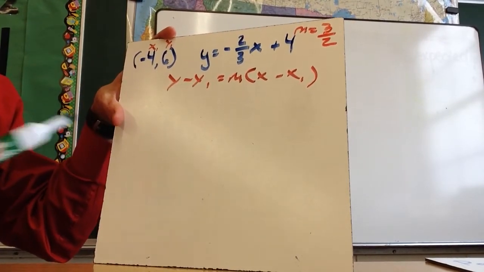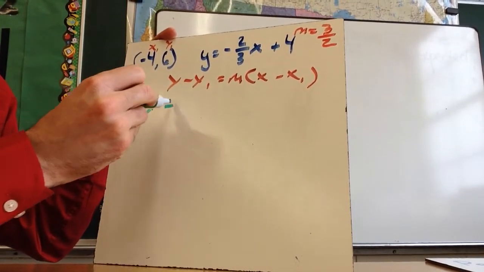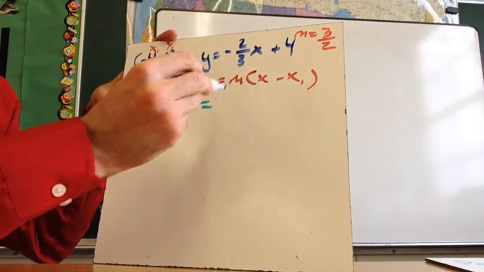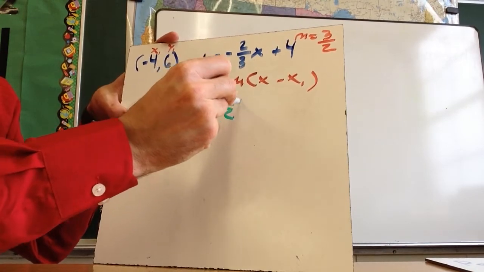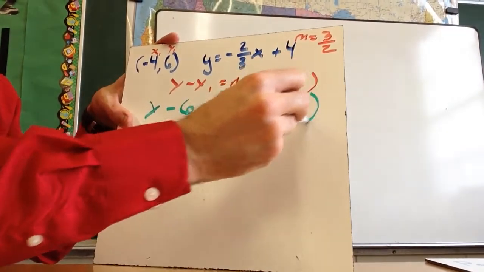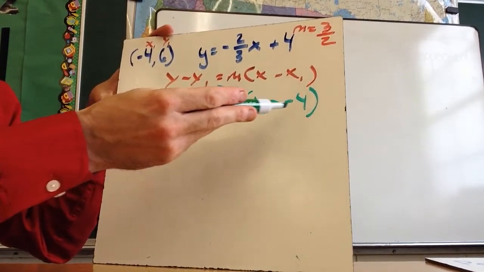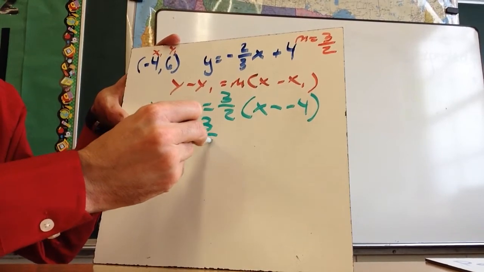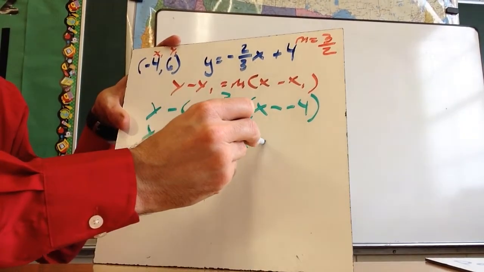Let's take a different color here. We're going to go y minus y1, which is 6, equals m, which is 3/2, times x minus negative 4. All right, now I need to simplify this. So this becomes y minus 6 equals 3/2 times x plus 4.